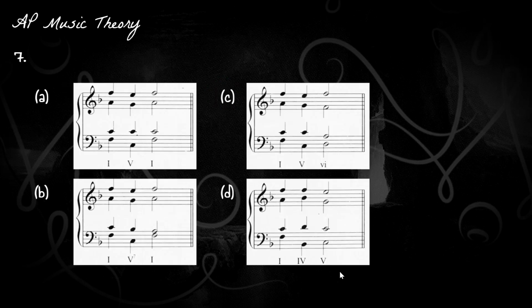For question 7 and 8, you'll be asked to listen to a 3-chord ending progression and identify which cadence containing 2 chords and beginning with a tonic triad is played. Question 7. Which of the following 3-chord progressions in major is played? So, cadence identification. Let's listen.